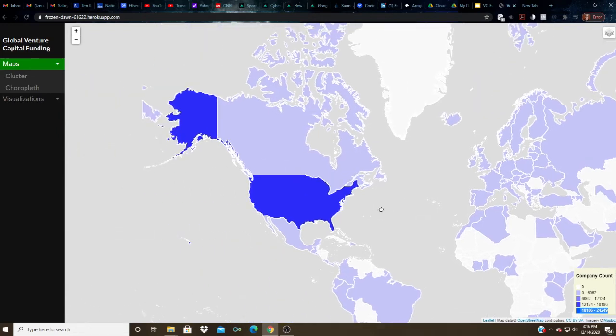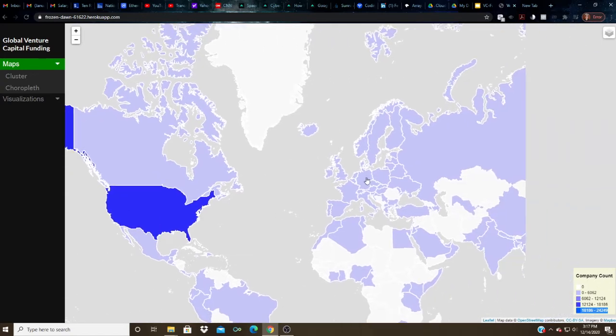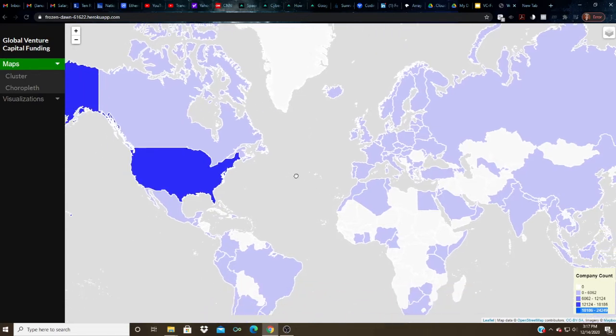So America has 24,000 plus, and the next biggest country, as we'll see on the next map, has about 2,100. So it's an order of magnitude. It's got about 10 times as many startups in the United States as anywhere else, according to this data for 2005 through 2015.